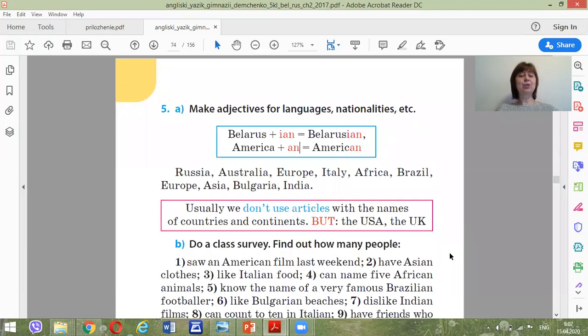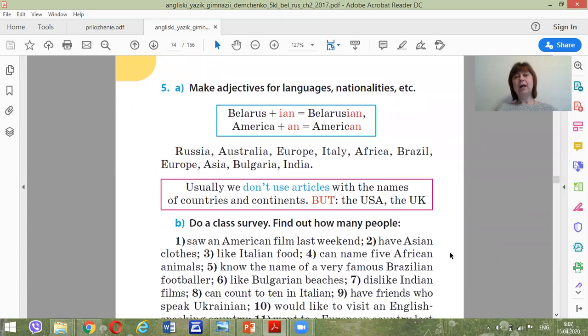And let's go to page 72 and do exercise 5. 5A. Make adjectives from the names of the countries. For example, Belarus, Belarusian. Belarus, Belaruski. America, American. America, Американский. To make adjectives, we add suffixes ian or an. Let's do it together.